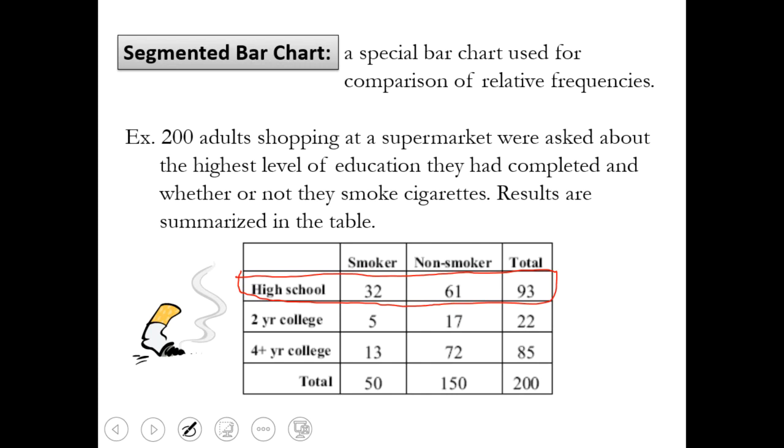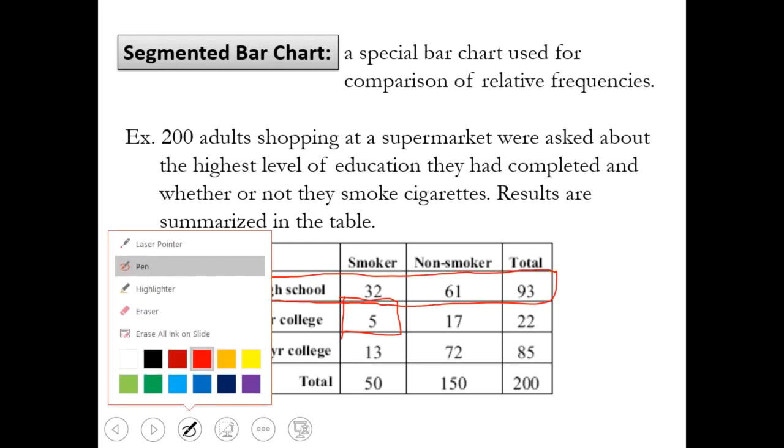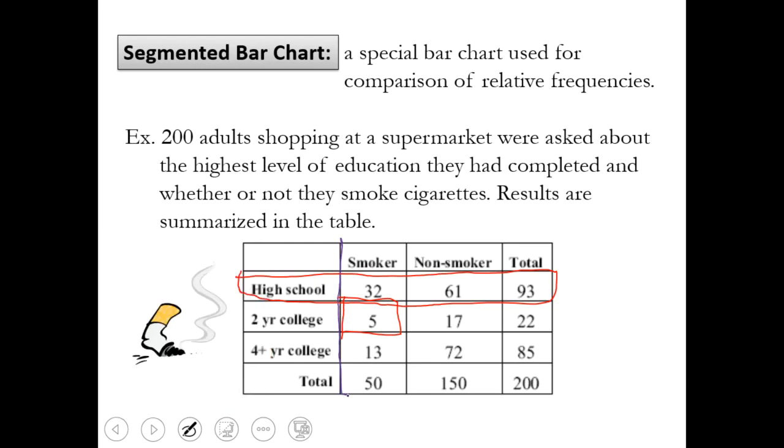Two-year college and a smoker, there were 5 people there. 13 people had a 4-year degree and were a smoker. So our total for smokers, we'll change color just so it's a little easier to see, our total for smoker information is given in the column. Using this, we can compare and come up with some relative frequencies.